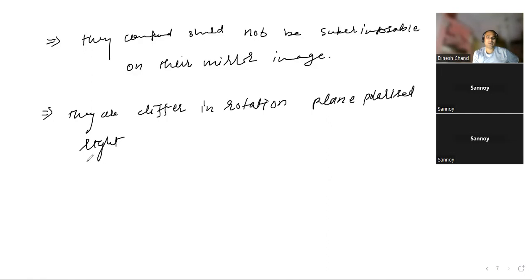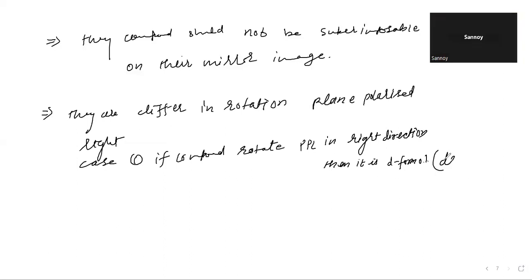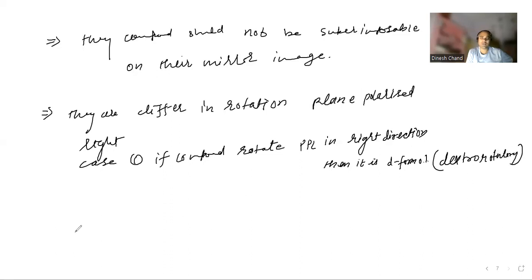Case 1: if the compound rotates plane polarized light in the right direction, then it is d-form, also called dextrorotatory. Dextrorotatory.